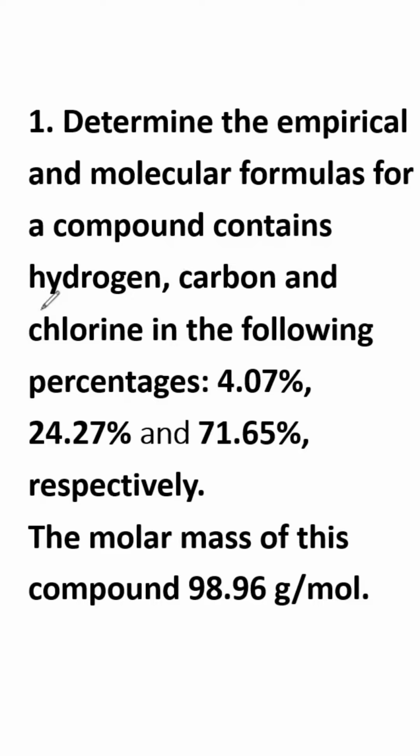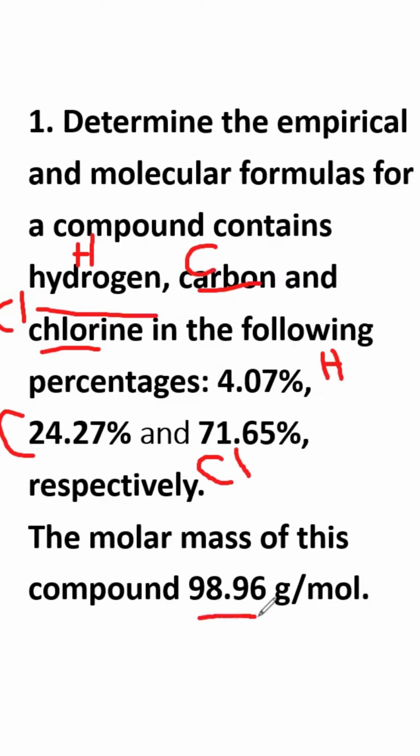We have a compound. This compound contains hydrogen, carbon, and chlorine. And we have the percentage of every atom. And we have an extra piece of information, which is the molar mass of the whole compound. Now we can follow the strategies that I mentioned in the previous short.